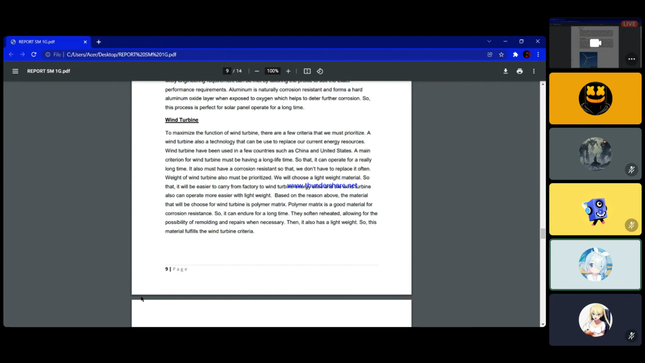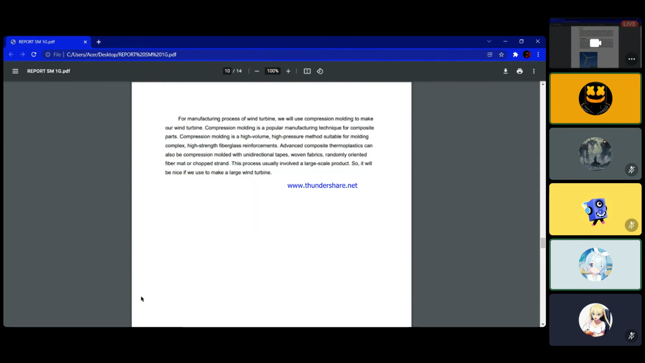We will choose a lightweight material so that it will be easier to carry from the factory to the wind turbine energy site, and the wind turbine can also operate more easily with light weight. Based on the reason above, the material that will be chosen for the wind turbine is polymer material. Polymer material is good for corrosion resistance, so it can endure for a long time. They soften with heat, allowing for the possibility of remolding and repair when necessary. Then it also is lightweight, so this material fulfills the wind turbine criteria.